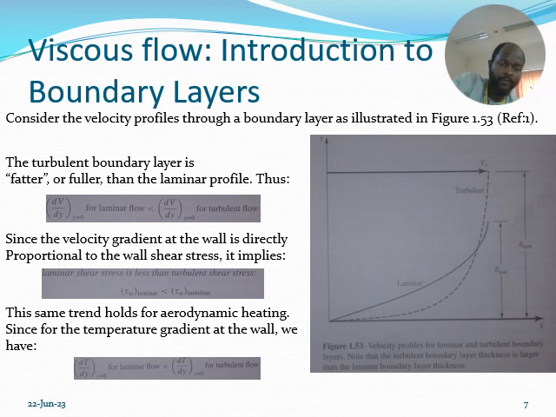So we look at the velocity profiles through a boundary layer as illustrated in this figure here. For the laminar boundary layer, the velocity profile usually looks like this. It's shallow, the gradient is shallow. For the turbulent boundary layer, the velocity profile is usually fuller and the gradient is very steep.